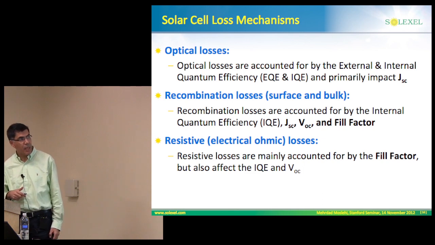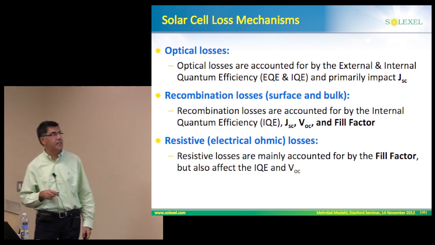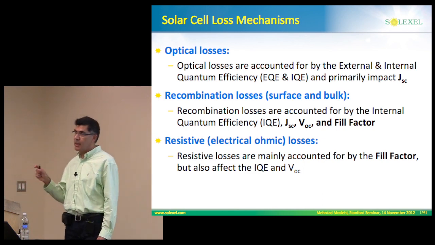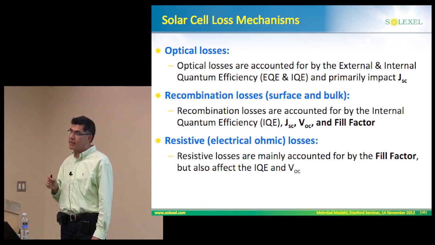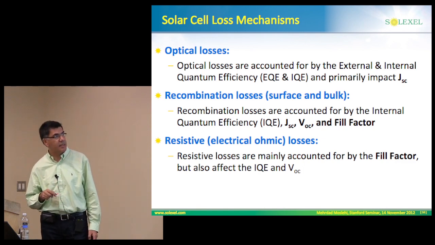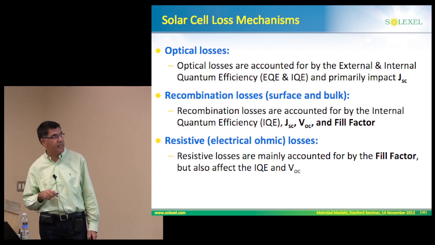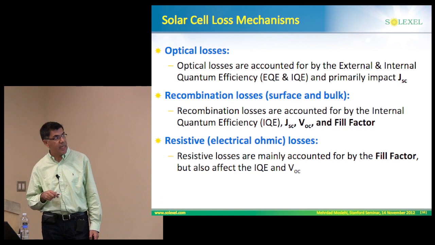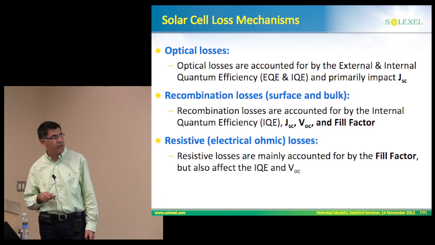The other very important category is recombination losses, both surface and bulk recombination losses. And these are accounted for by the internal quantum efficiency. And actually, they impact all of the key parameters, JSC, VOC, and fill factor.